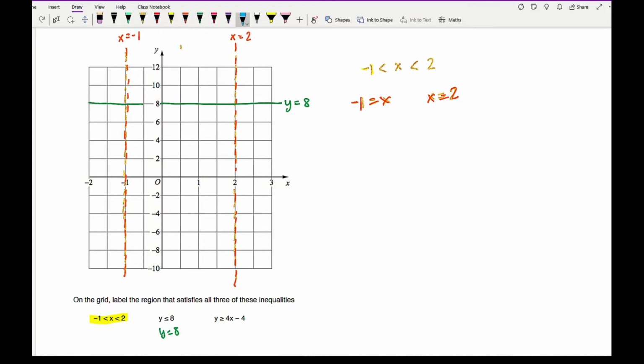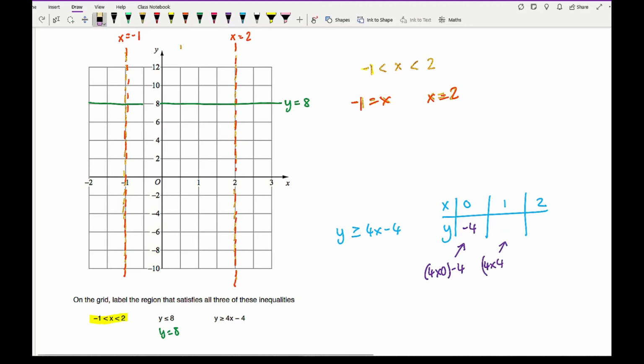And then for the last one, I've got y is greater than or equal to 4x minus 4. So again, I'm going to do my table of values. I'm just going to pick three small numbers and substitute them in. So here I'm going to have 4 times 0, take away 4, is -4. 4 times 1, take away 4, which is 0, and then 4 times 2, take away 4, which is positive 4.